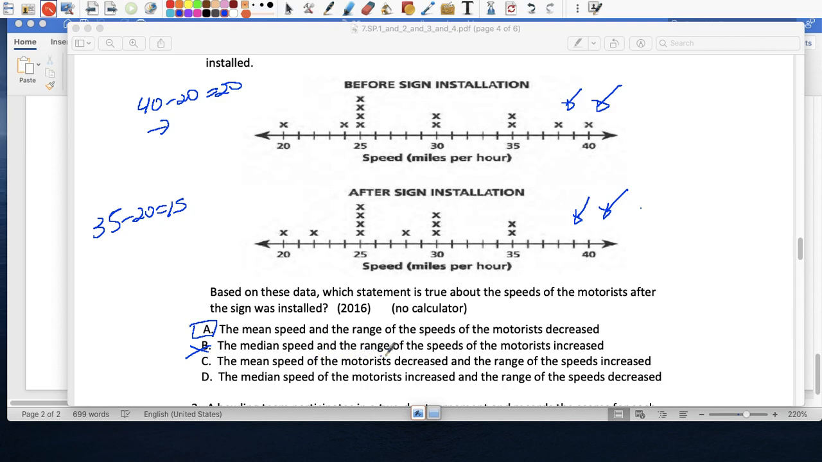The mean speed of the motorist decreased. True. The average speed decreased. And the range increased. Well, that's not true, so that's gone. The median speed of the motorist increased, and the range of the speeds decreased. Well, the range definitely decreased. The median increased?